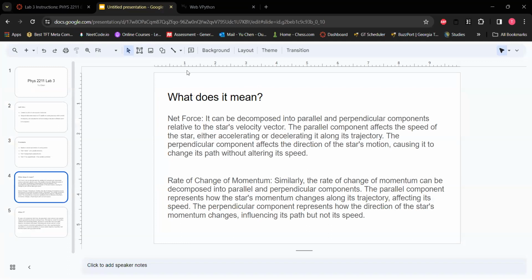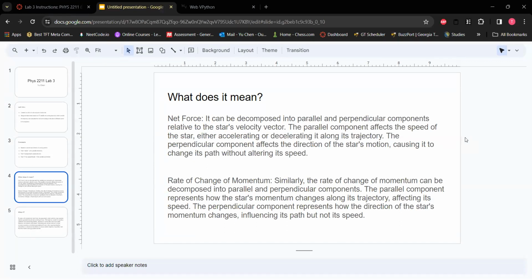So what does it mean? A net force can be decomposed into parallel and perpendicular components relative to a star's velocity vector. The parallel component affects the speed of the star, either accelerating or decelerating along its trajectory. The perpendicular component affects the direction of the star's motion, causing it to change its path without altering its speed.